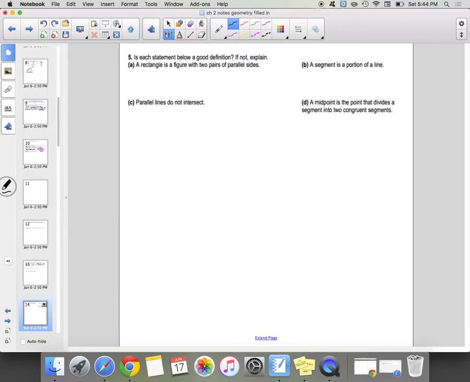So number 5, it says, is each statement below a good definition? If not, explain. So definitions, like we said, should go forwards and backwards. So a rectangle is a figure with two pairs of parallel sides. Can we say a figure with two pairs of parallel sides is definitely a rectangle? No. So we could have a parallelogram. That would not be a rectangle. So no. A segment is a portion of a line. Well, not necessarily. We could have a ray, right? So this is not a good definition. So a portion of a line is not always a segment.